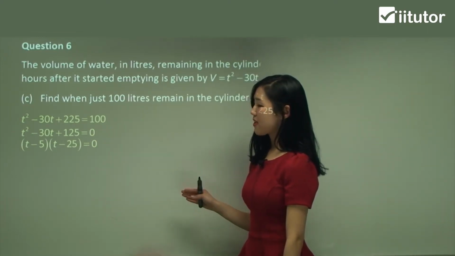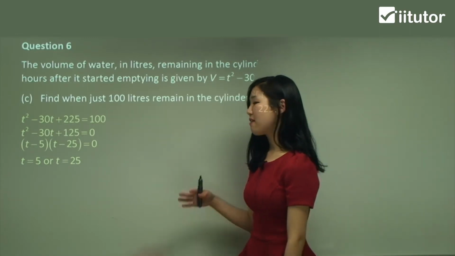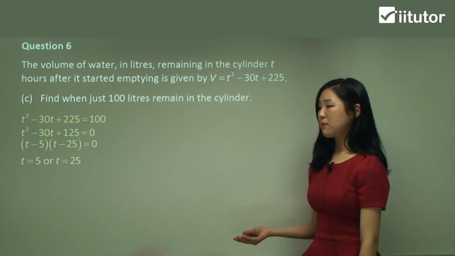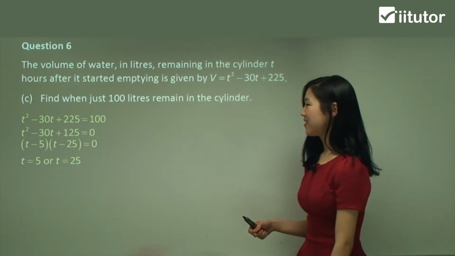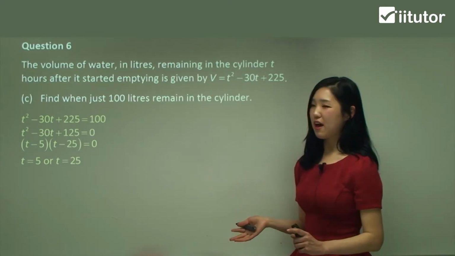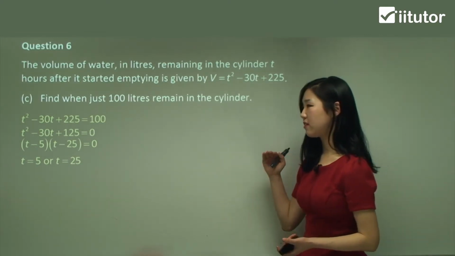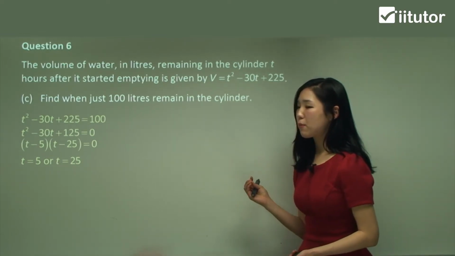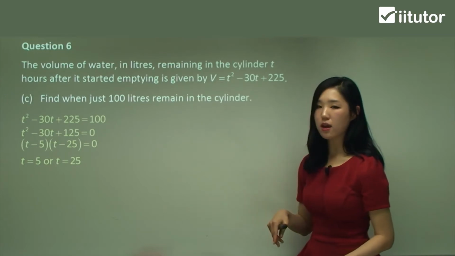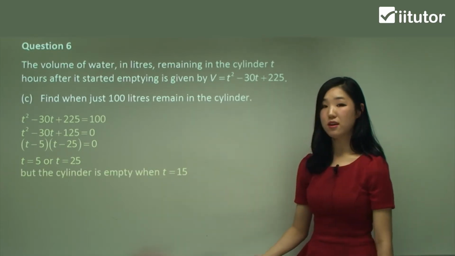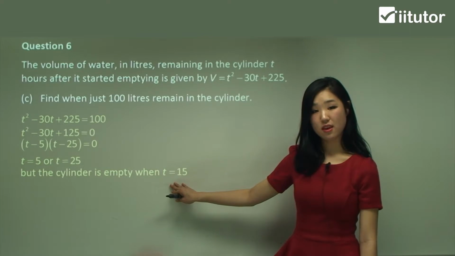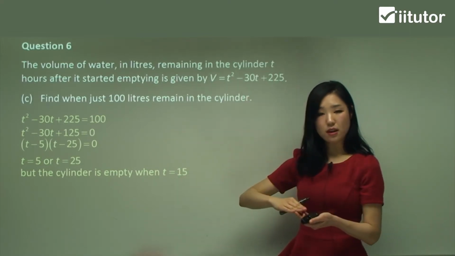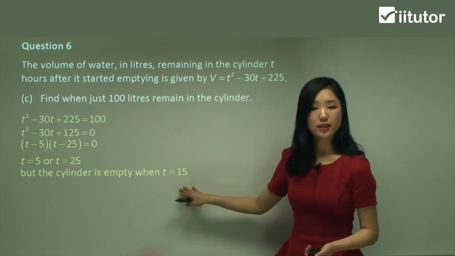And therefore, in this case, t will be two values, 5 and 25. But does that make sense? Can we have two times? It's a bit unusual to have two times when the volume is 100 litres. And remember from the previous part B, we found that the cylinder is empty when t equals 15. So when the cylinder is empty, it's 15 hours. That's how long it takes.